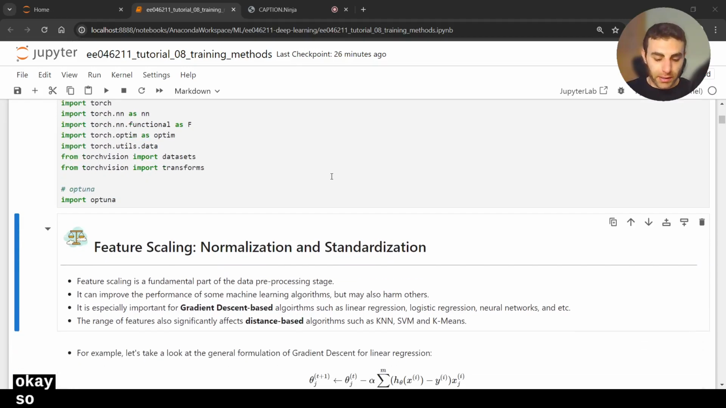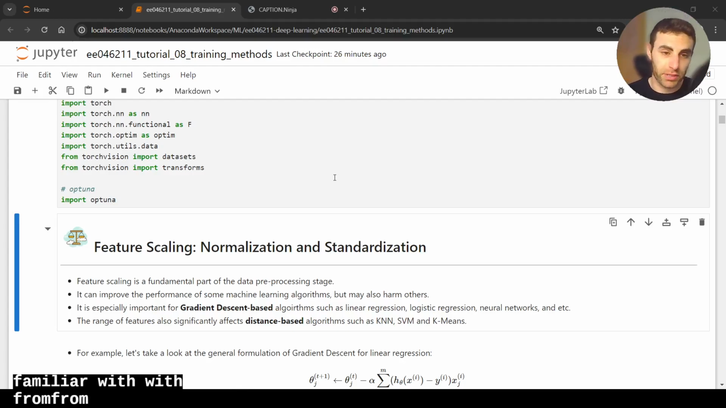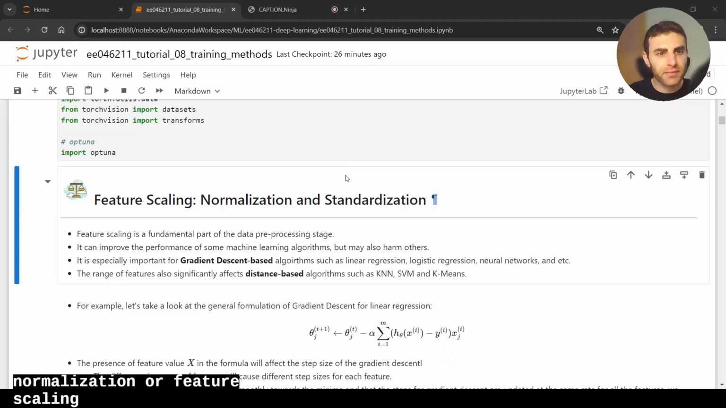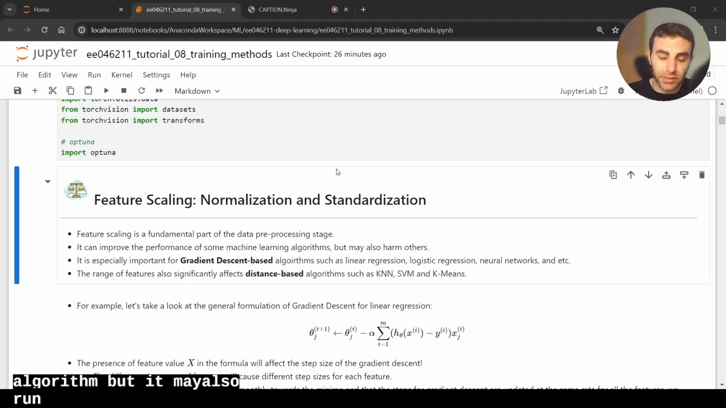So we begin with a concept we are already familiar with from classic machine learning, and that's normalization or feature scaling. It's a fundamental part of the data pre-processing stage. It can improve the performance of some machine learning algorithms, but it may also harm others, but usually it improves. It is especially important for gradient descent-based algorithms such as linear regression, logistic regression, and of course neural networks. We will see an example in a minute.